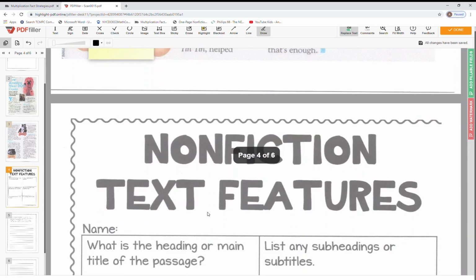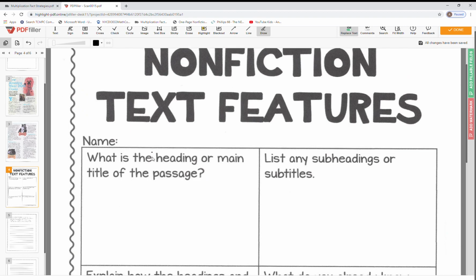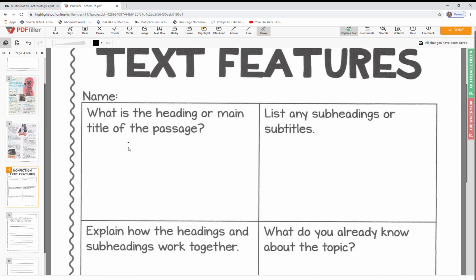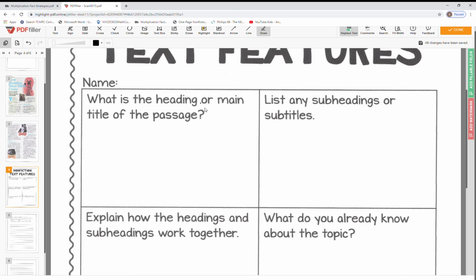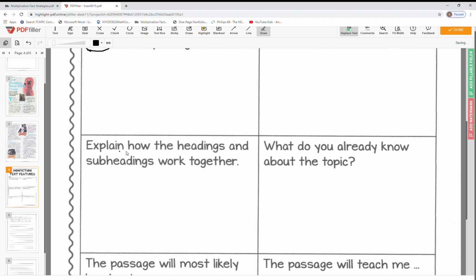All right. So next, what you guys are going to do is you're going to figure out what is the heading or main title of the passage. That's easy. You guys know this. You're going to look at the title of the passage. Okay? List any subheadings or subtitles. We talked about the headings and we made up our own headings, right? Explain how the headings and subheadings work together. How do they work together? What is the flow? What is the main?